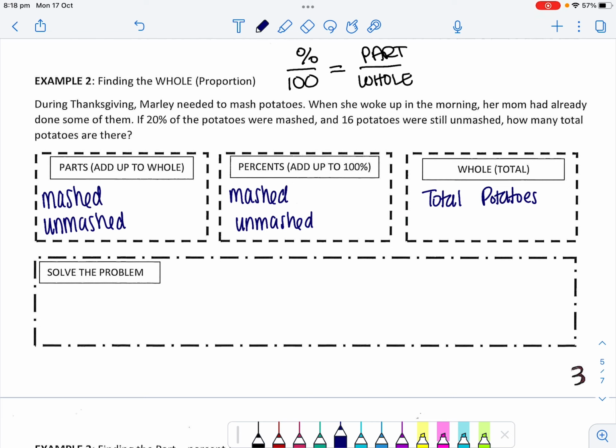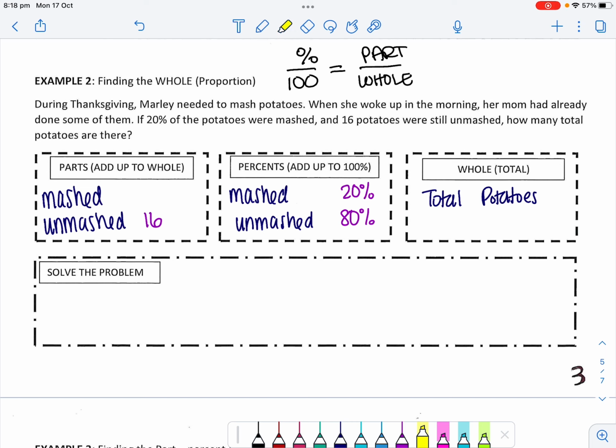Now I'm going to do my numbers. So I've got my two parts that make up my percents, and then my whole. So now I'm going to put in the numbers. It says if 20% of the potatoes were mashed. So 20% of the potatoes were mashed. That means that 80% of the potatoes were unmashed, because my two percents need to add up to 100. Then it says, and 16 potatoes were still unmashed. So 16 goes here.